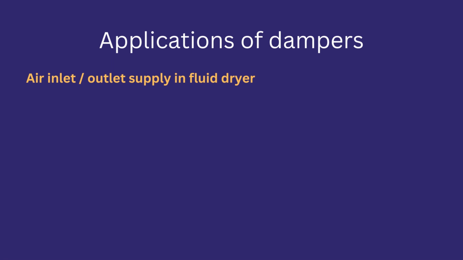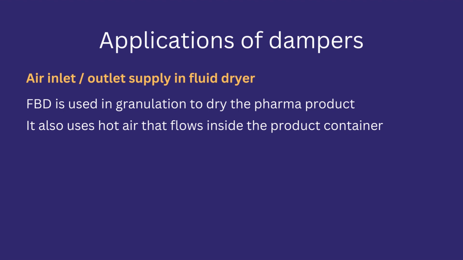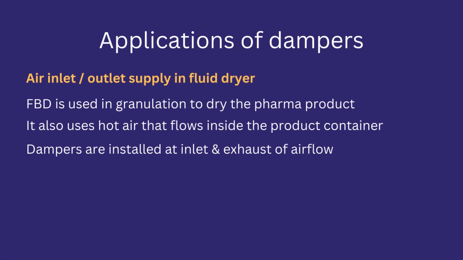Air inlet and outlet supply in fluid bed dryer. A fluid bed dryer is the equipment used in the granulation section of the oral solid department. It is used to dry the raw pharma product to remove the moisture content. Like a dry heat sterilizer, it also uses hot air, which flows inside the container containing the product. Dampers are installed at the inlet and exhaust of the fluid bed dryer to control the airflow and to generate the desired airflow, which in turn helps to generate the desired temperature.